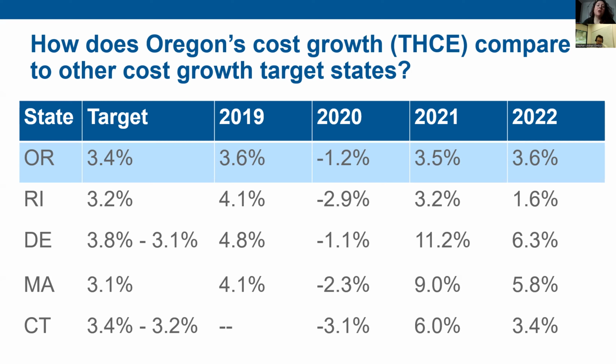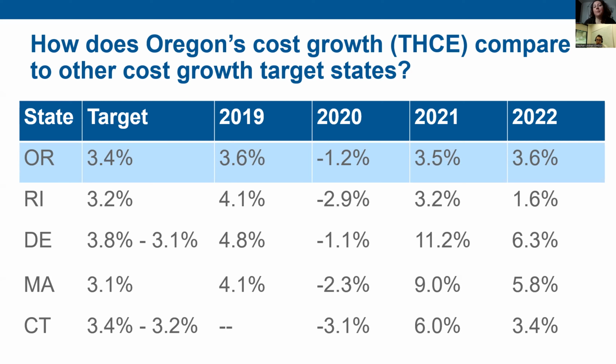That first column shows what each state's cost growth target is. They're all roughly similar, between 3.1% and 3.8% in Delaware. Both Delaware and Connecticut, their target changes, it ramps down each year between those two endpoints. So while all the targets are relatively similar, you can see that the cost growth experience statewide was pretty different. All states did have that drop in 2020. Again, that COVID utilization related decline was a really similar story. And then that rebound in 2021.